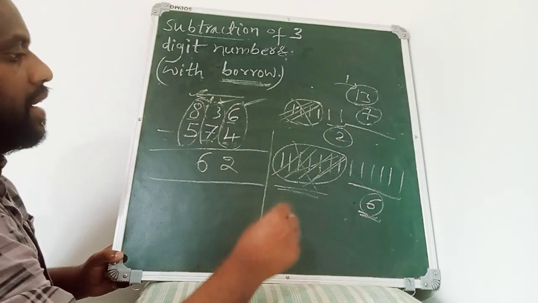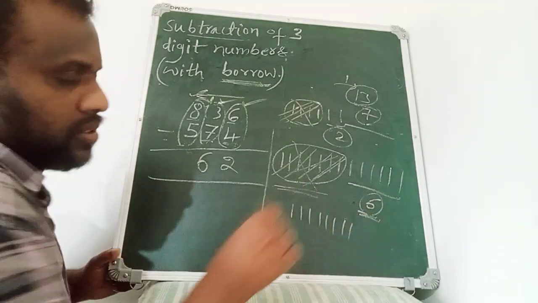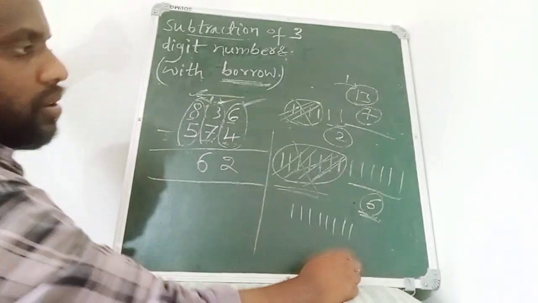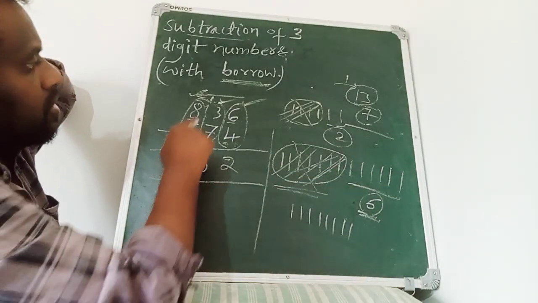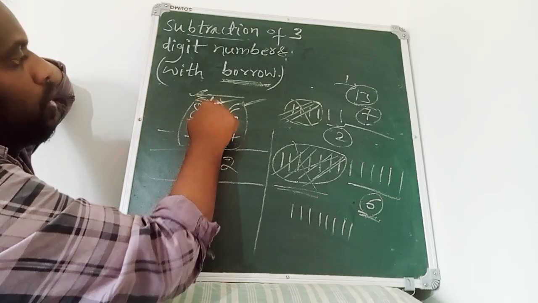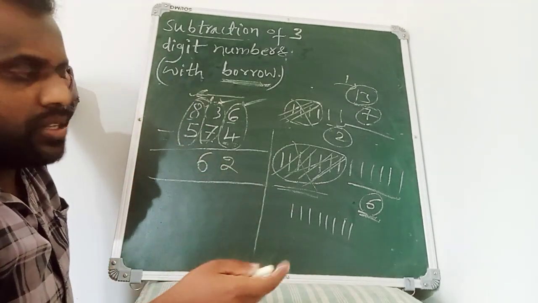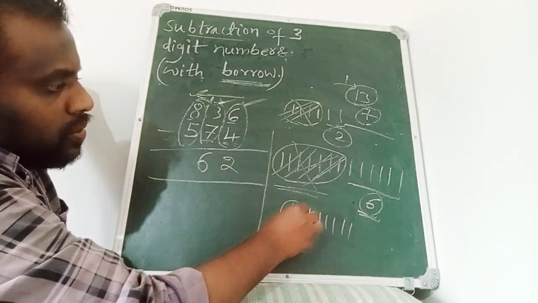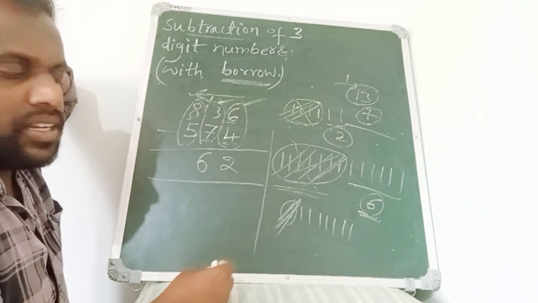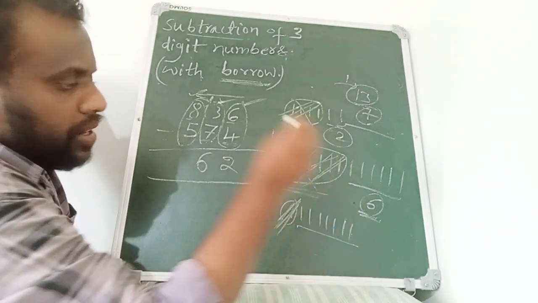Before that, write 8 lines. 1, 2, 3, 4, 5, 6, 7, 8. 8 lines have been drawn. I said 1 has gone to this 3. This 8 has given 1 to 3, so now 1 is not there in this 8. That means we have to remove 1 from these 8 lines. I am going to erase. So what is left? 1, 2, 3, 4, 5, 6, 7.